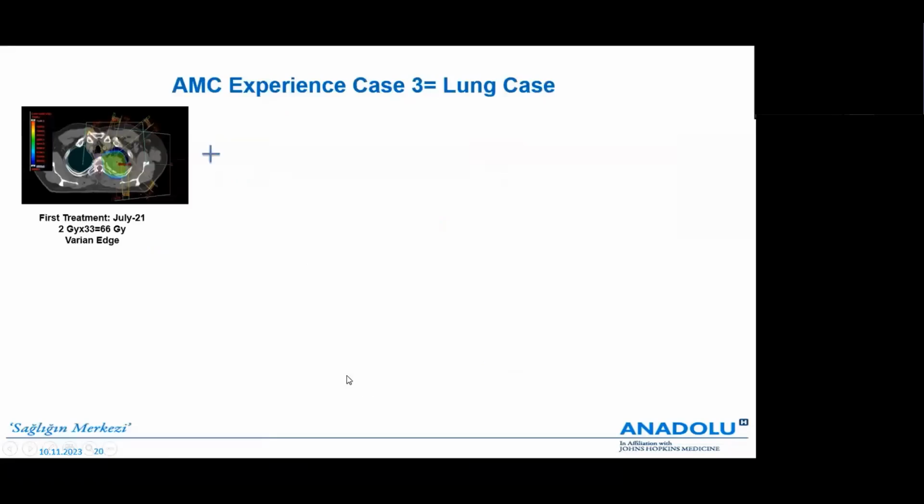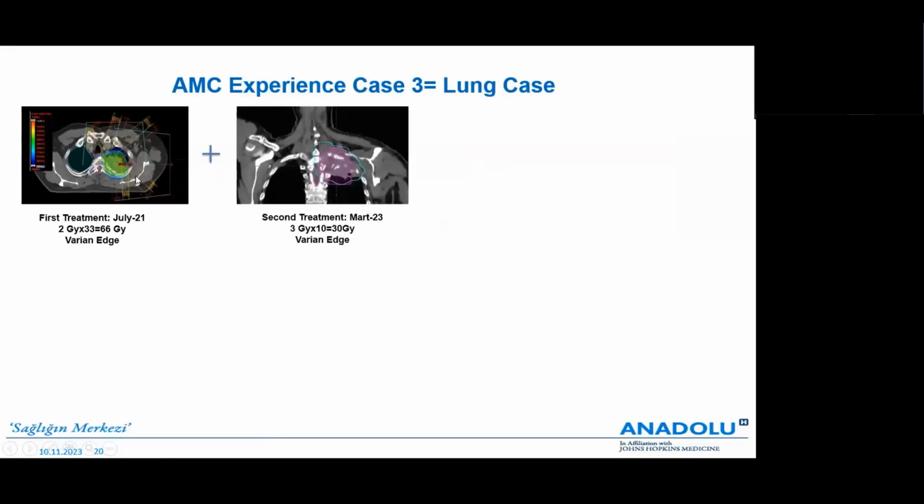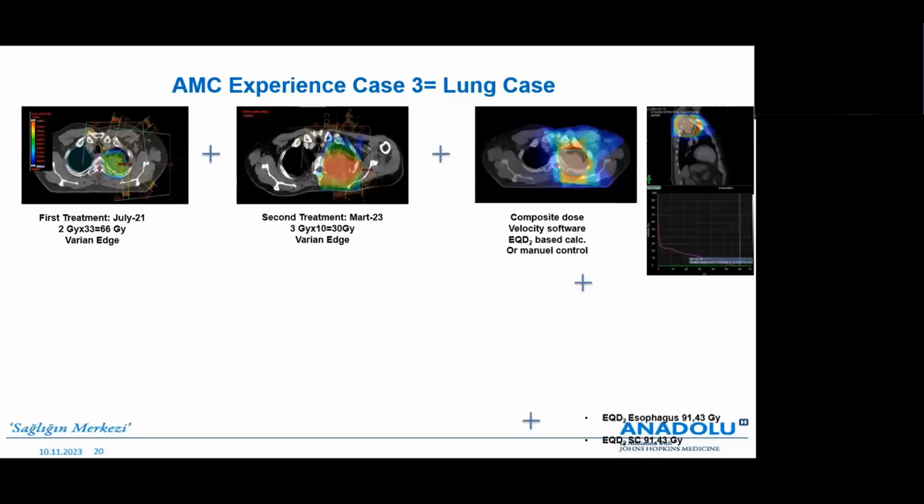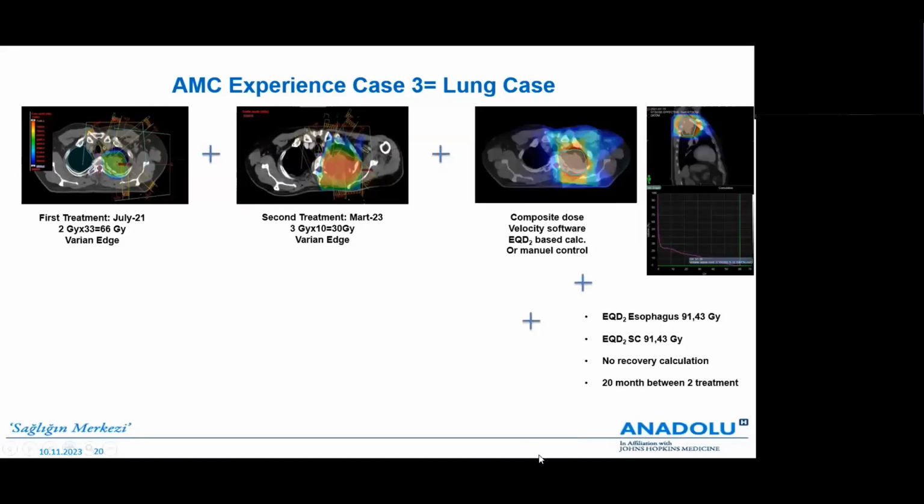The last, just before the prostate case, is the lung case. So this is one of the cases with the Varian H, and then after 2 years, you see another local recurrence in the same area. The doctor prescribed 10 times 3 gray for this case. Then spinal cord and esophagus are really very important in this case. So what we did, we composited those in Velocity, and we checked the dose.